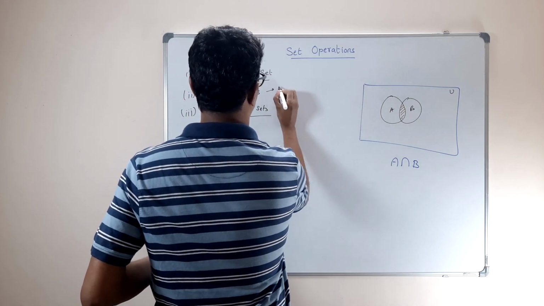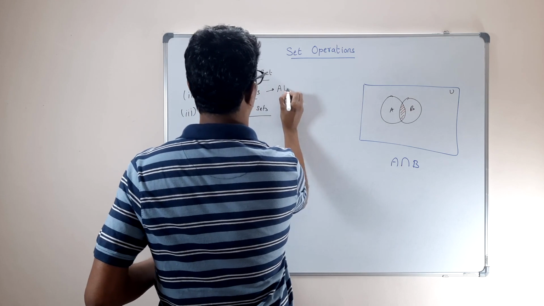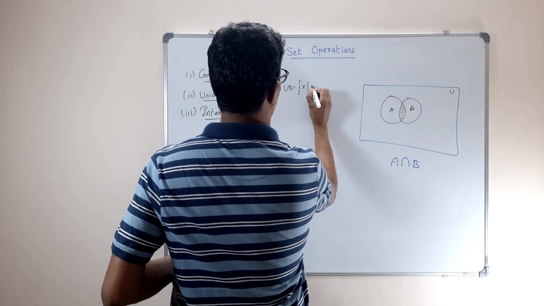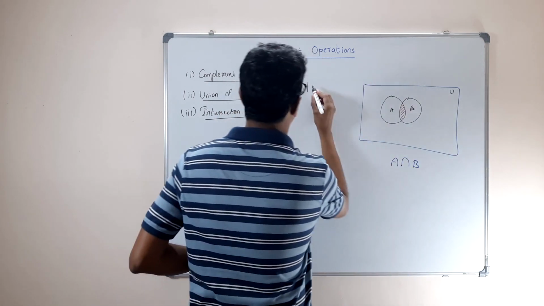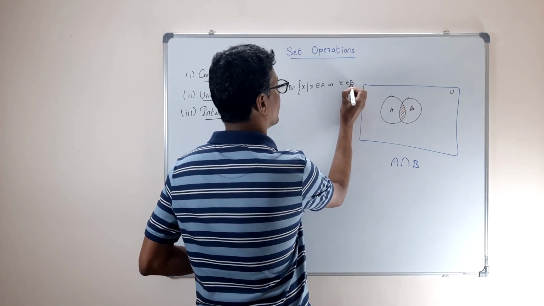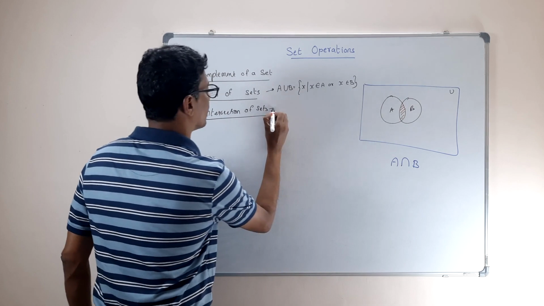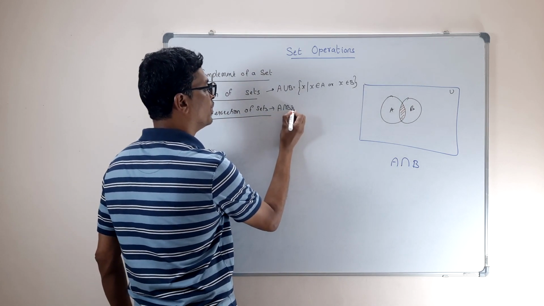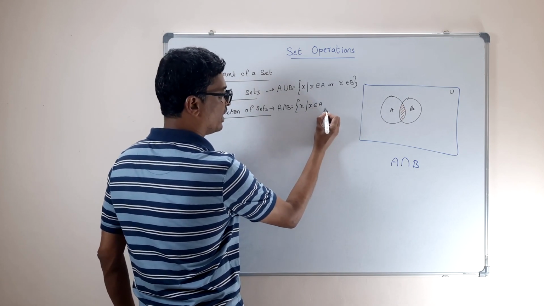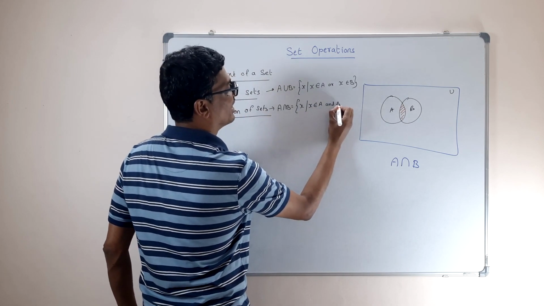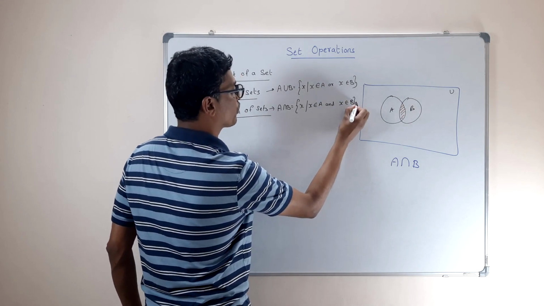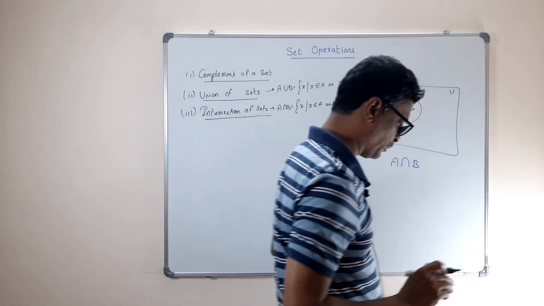Union of sets is what? A union B is X such that X is an element of A or X is an element of B. Am I right? So here what will it be? A intersection B will be X such that X is an element of A, and in place of OR it becomes AND, X is an element of B. So this is your intersection of sets.